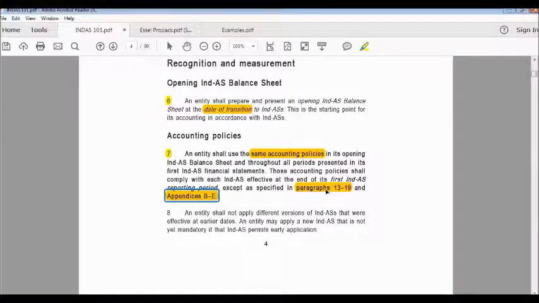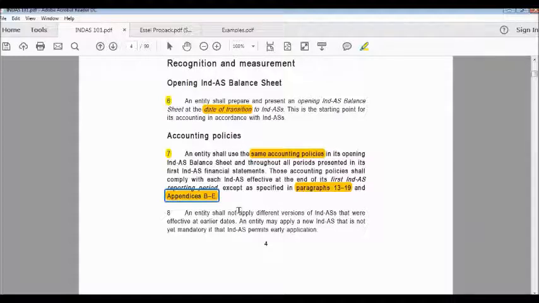But there are certain exemptions and exceptions prescribed in paragraphs 13 to 19 and appendices B to E, in which this Ind AS 101 says that, all right, the Ind AS says something, but in these paragraphs and appendices this Ind AS gives you some exemptions and exceptions. So we will discuss exemptions and exceptions later in the video.